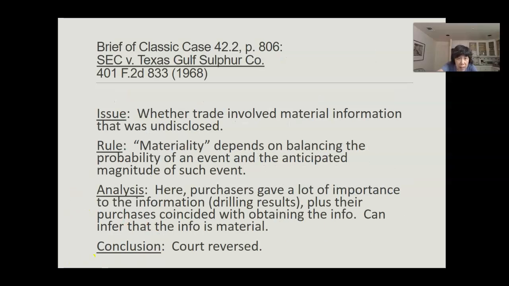Excuse me, class. All right, I did say we want to take a look at this SEC versus Texas Gulf.